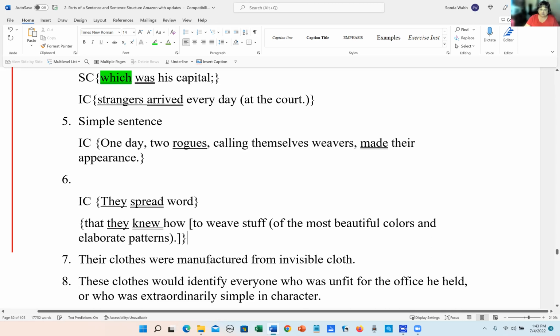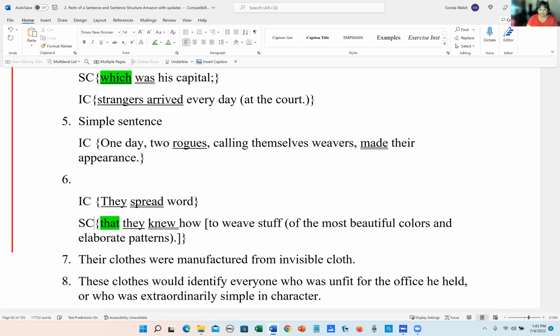So we go to our subject, we go to the left, we have the word "that." The word "that" is a relative pronoun, so I'm going to highlight that in green. So now that makes this a subordinate clause. So if I have a sentence that has one independent and one subordinate, then I have a complex sentence.